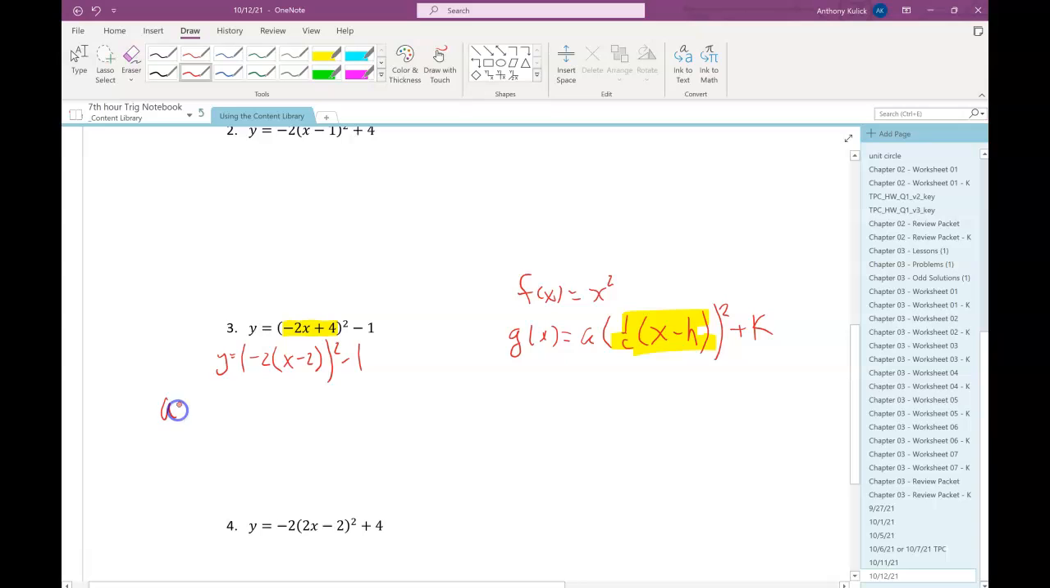From there, I can get that the A is 1, the C is -1/2, the H is 2, and the K is 1. Again, A is 1, C is -1/2, H is 2, and K is -1, excuse me.